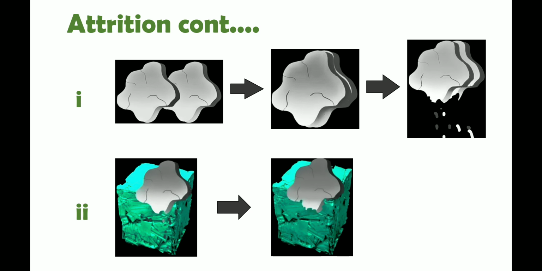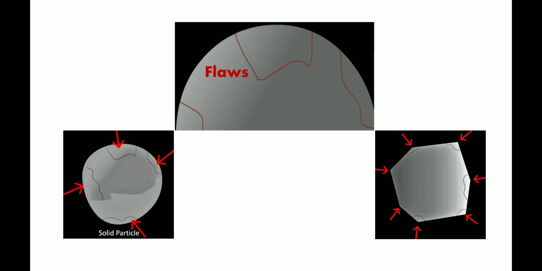size is reduced. Now a question may arise: when the breakage occurs, does the whole particle break apart into pieces in an instant? Well, the answer is no. All the particles have weaker spots called flaws. When the pressure or force is applied, the disintegration occurs from the flaws first and then continues gradually.